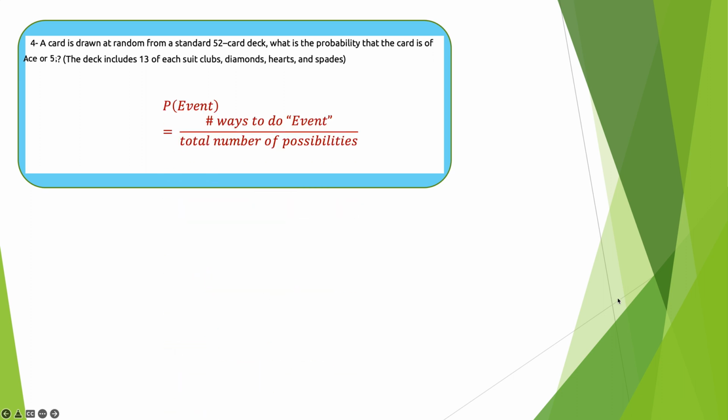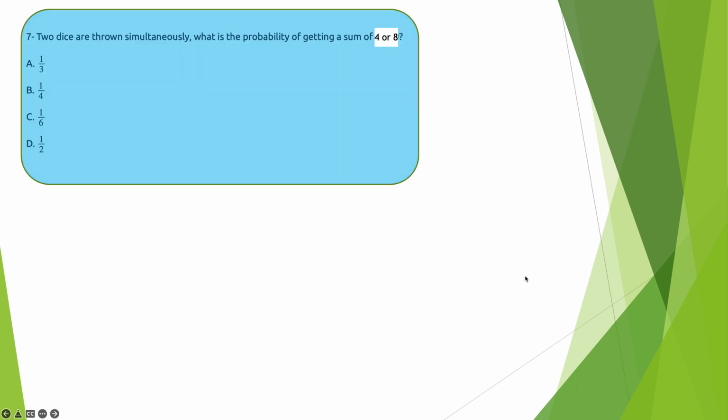Okay, so the probability of any event E is the number of ways to do that event E over the total number of possibilities. So in this case, we're looking for an ace or a 5. And remember, there is an ace of clubs, an ace of diamonds, an ace of hearts, and an ace of spades. And also a 5 of clubs, a 5 of diamonds, a 5 of hearts, and a 5 of spades. So altogether, there are 8 aces and 5s out of 52 possible cards, which is 8 out of 52, which is 2 out of 13 when you reduce it. Okay? Next up.